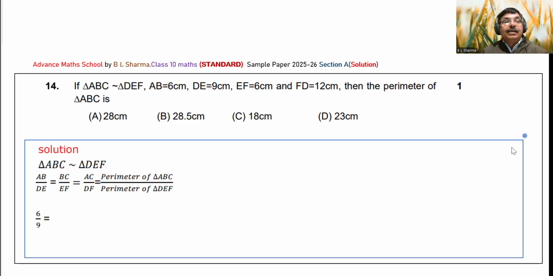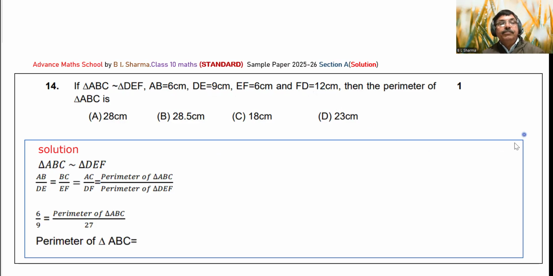So AB upon DE, 6 upon 9, that is the ratio, and perimeter of triangle DEF is given 27. 6 plus 9 plus 12, that is 27. So perimeter of triangle ABC on calculating, we get 18 centimeter. That is the answer.